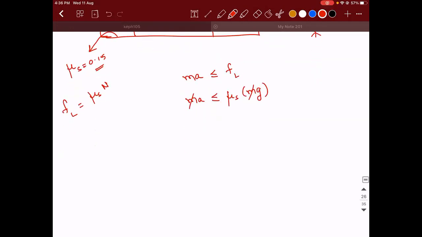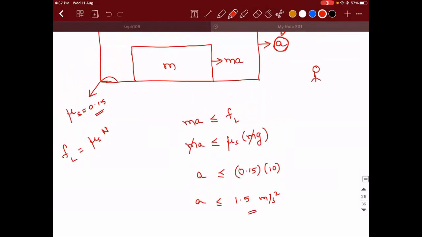Now m and m can be cancelled. a will be less than or equal to, what is the value of mu s? 0.15. If I take g as 10, so a should be less than or equal to 1.5 meters per second square. Means if the train is moving with an acceleration of less than or equal to, at the max, 1.5 meters per second square, that block will remain stationary. Or else what will happen? The block will go and hit this wall because it would have overcome the frictional force. Clear?